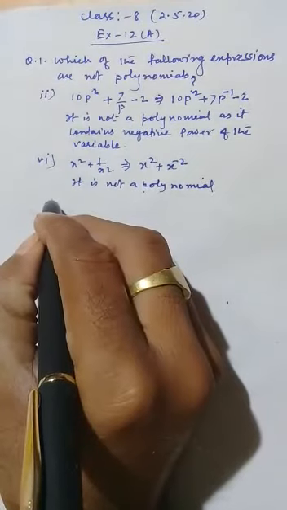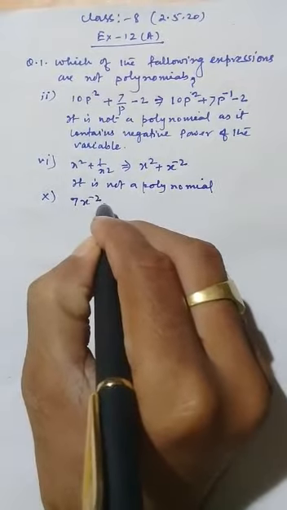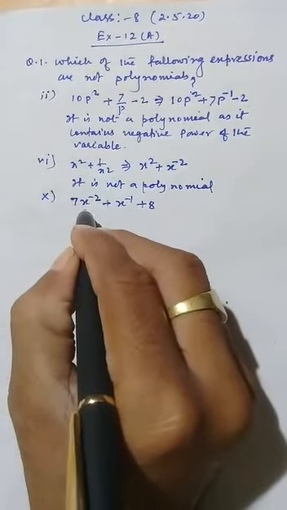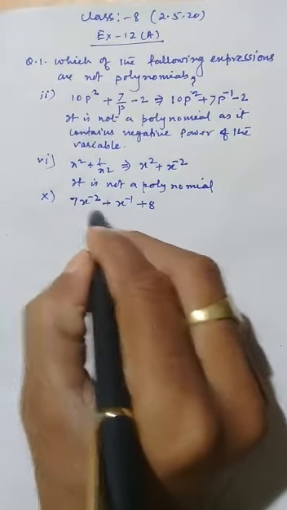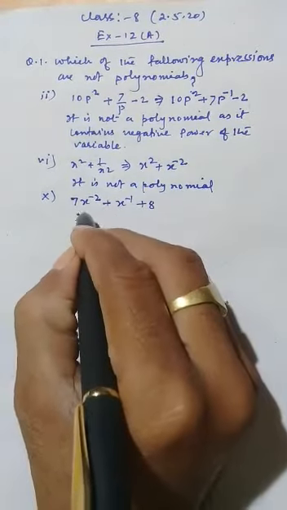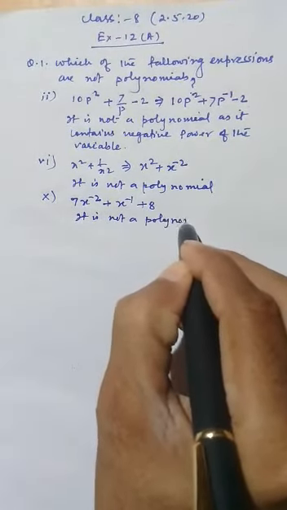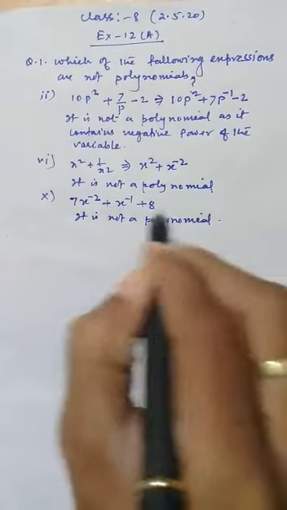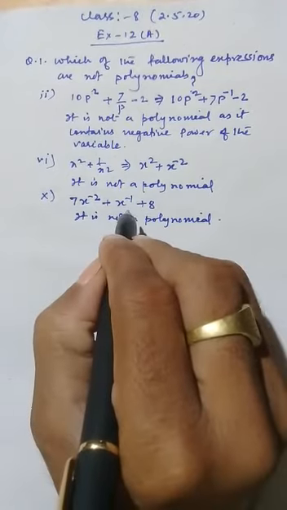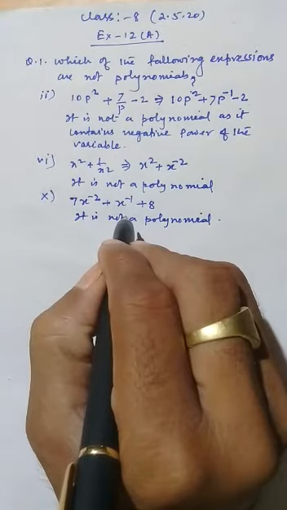Next, 10th part, 7x to the power minus 2 plus x to the power minus 1 plus 8. Now see, in first term the power of x is minus 2 and in second term power of x is also minus 1. So this is not a polynomial. So any algebraic expression, if it contains negative power or a fractional power, that expression is not a polynomial.